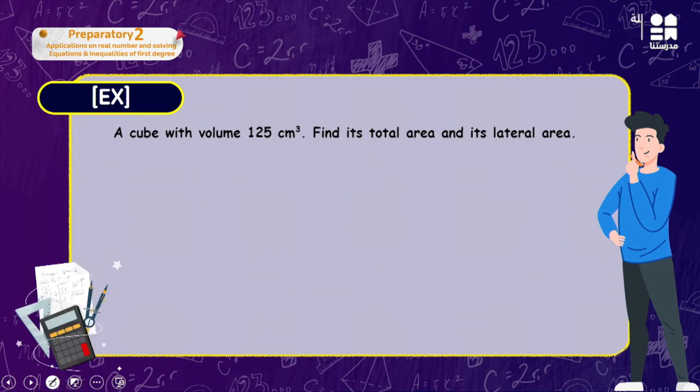Okay, a cube with volume 125 centimeters cubed. Find its total area and its lateral area.